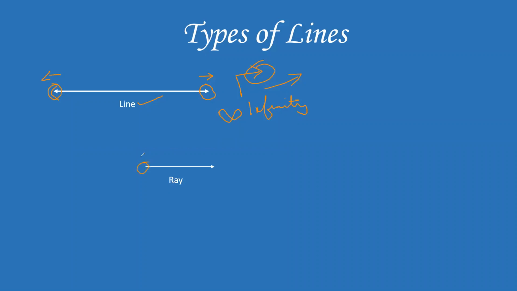So either there is no arrow over here, and there is an arrow over here. So basically, it only goes in one direction. It doesn't go in this direction. So basically, a ray is nothing but a line which only travels in one direction. It doesn't go in another direction. It's very obvious from the diagram over here. It stops over here, but it goes over here like this. All right. So this is known as a ray.